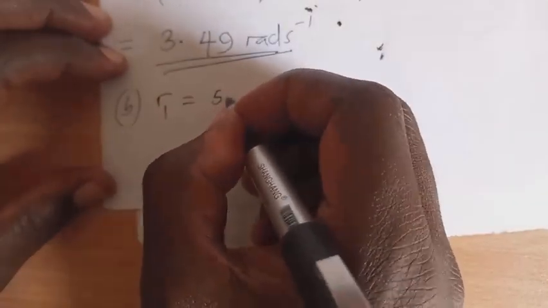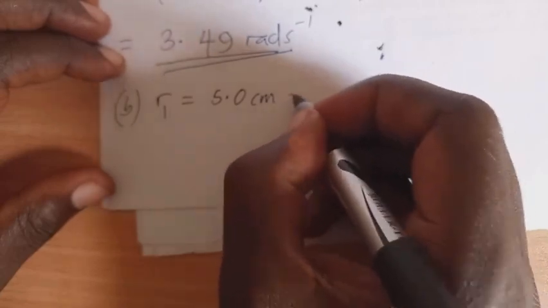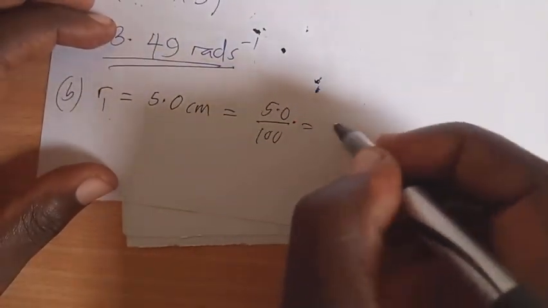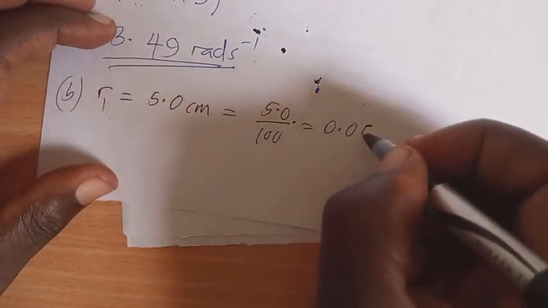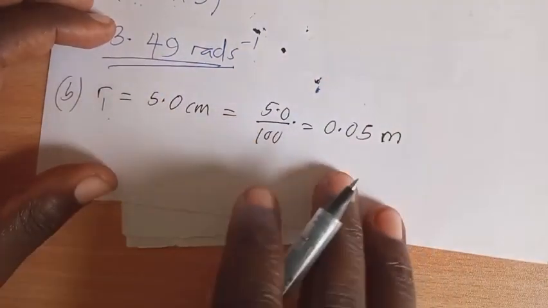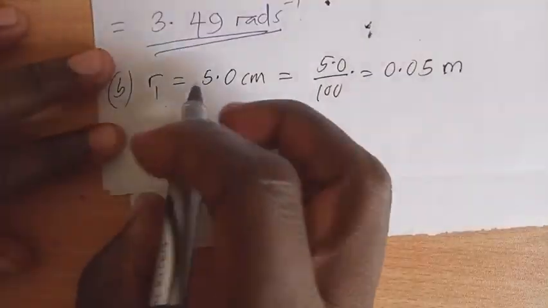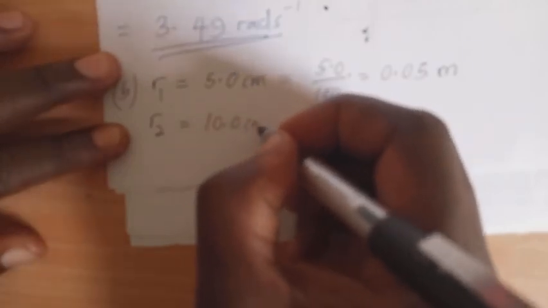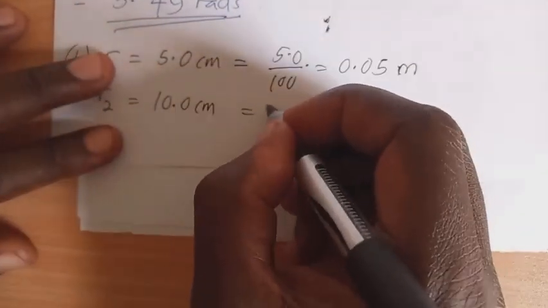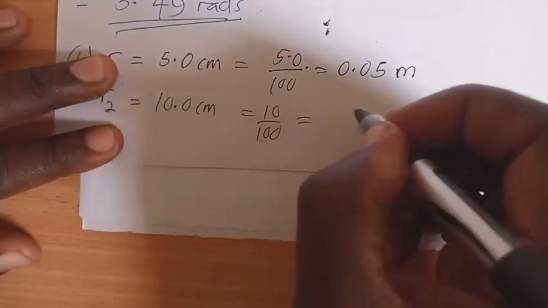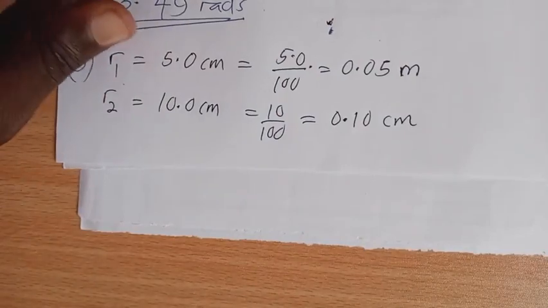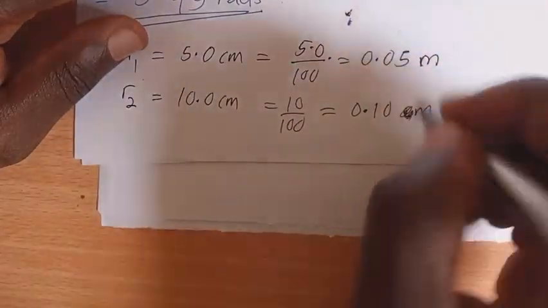For B, we will say our r1 is 5.0 in centimeter, and then we have to divide this by 100. 5.0 divided by 100 will be 0.05 in meters, because it has to be in meters before we use it to solve the problem. r2 also is 10.0 in centimeters, and we divide it by 100, and this will give us 0.10 in meters, not centimeters.